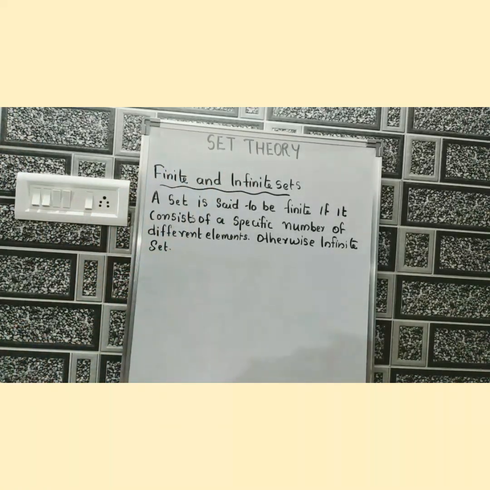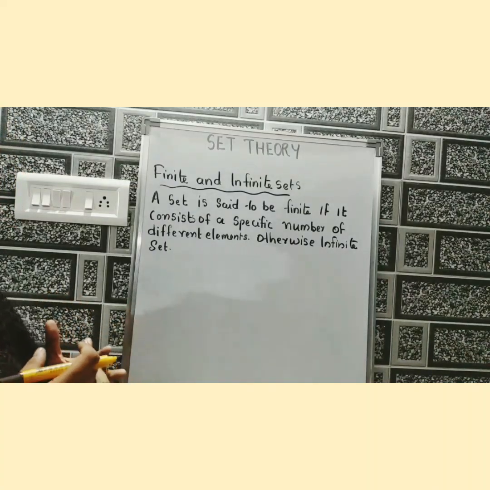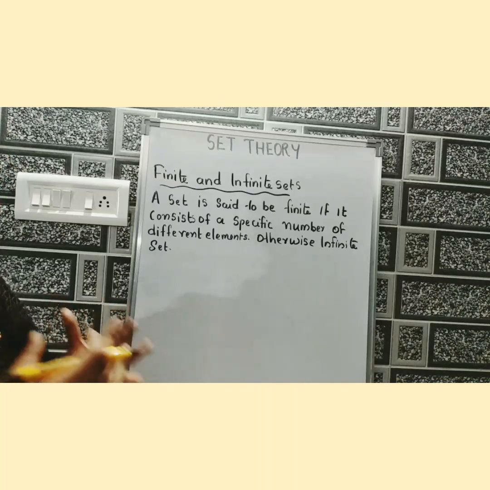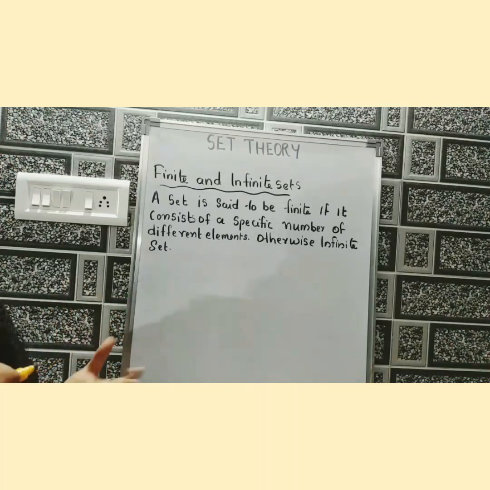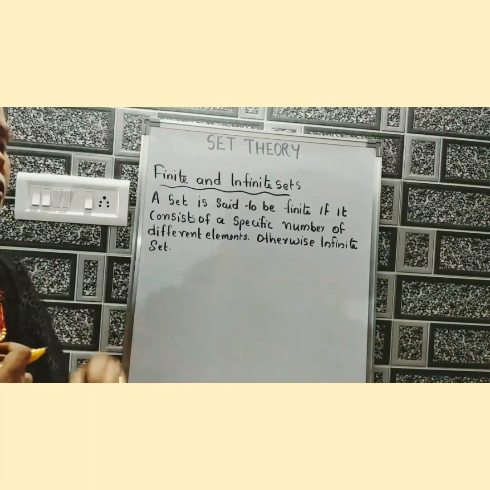Next topic is finite and infinite sets. What is meant by a finite set? A set which consists of a finite number of elements is known as a finite set. For example, students in a classroom, the natural numbers less than 5, etc. are examples for finite sets.